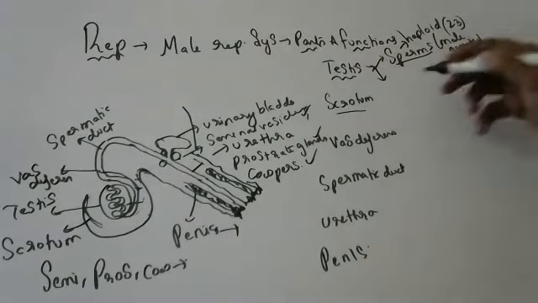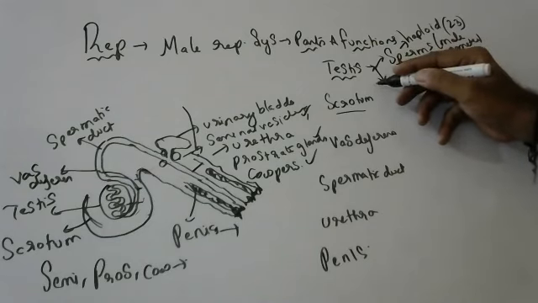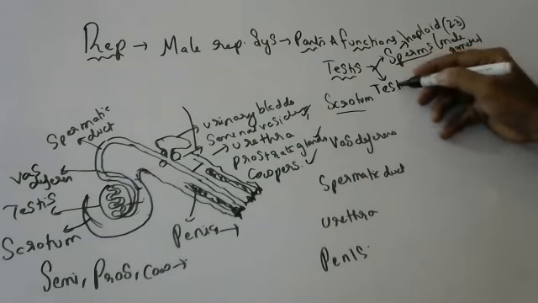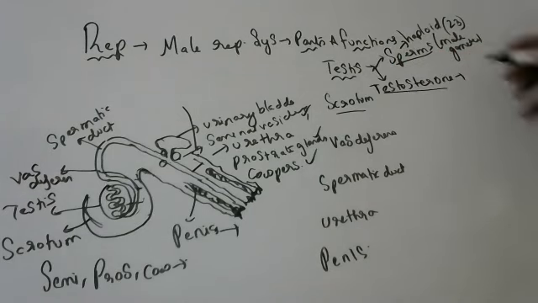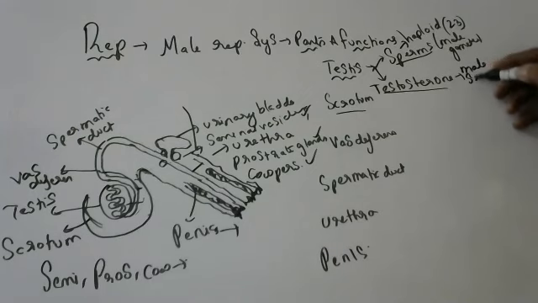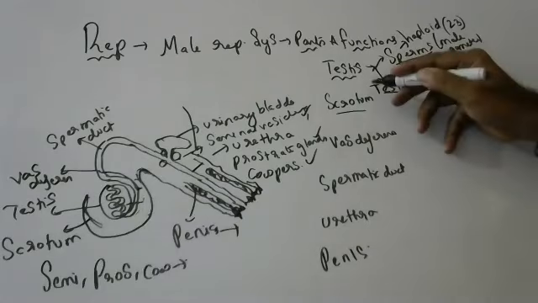And the other function of testis is to produce male hormones, testosterone. What is the function of testosterone? It helps in development of male sexual characters like growth of beard, mustache, strong broad shoulders, low pitch voice, and hair in the pubic regions and axillary regions. All male sexual characters, okay, enlargement of penis during puberty. All these things, this testosterone will take care.